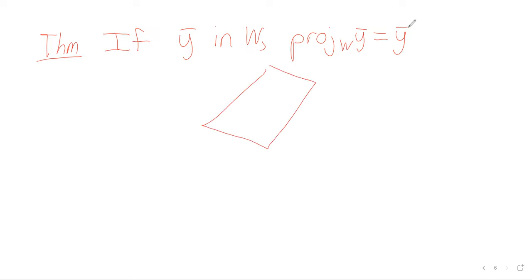Theorem. If y is in W, then the projection of y onto W is just y. I hope that's intuitive. If we have this vector space and we have this vector that's in the vector space, it's its own projection.